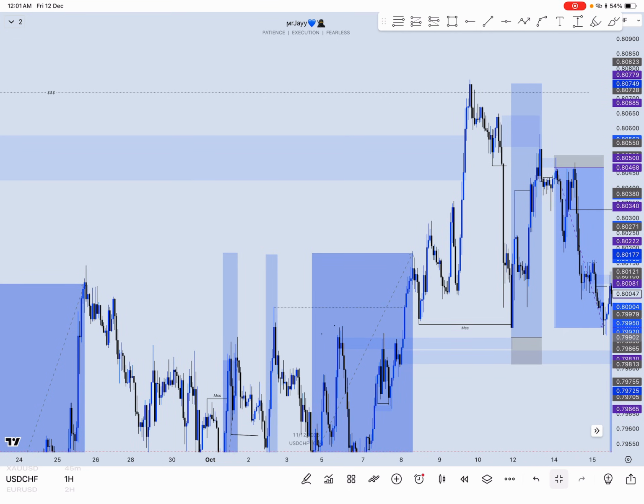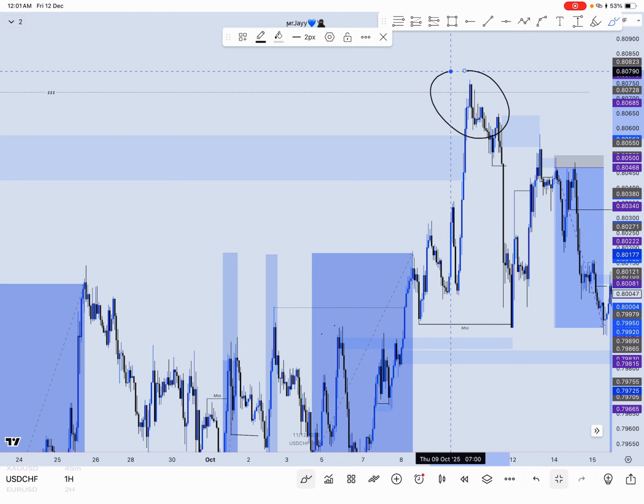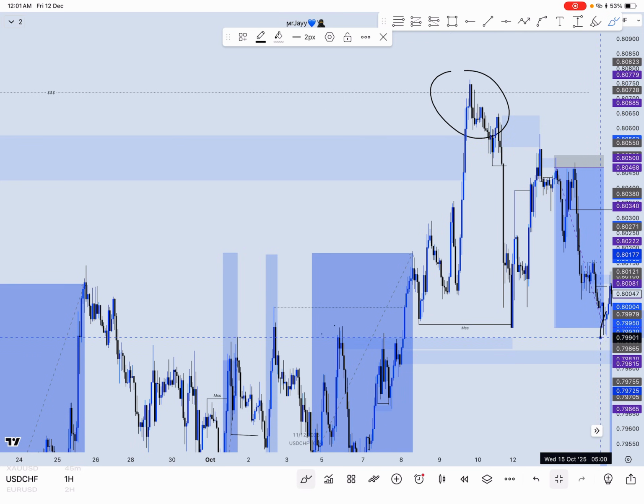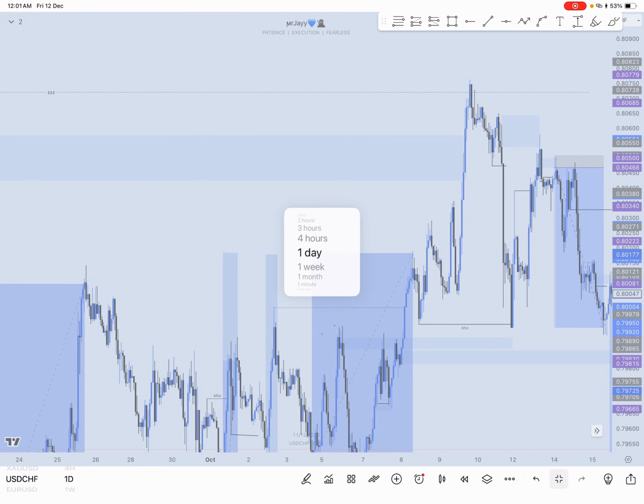So on the higher time frame, I want to show you guys why I switched my buys and started selling, and did not take this buy again when this market was coming back down here again. So let me show you something. Let me go back to the higher time frame. Let me use the 4 hour.